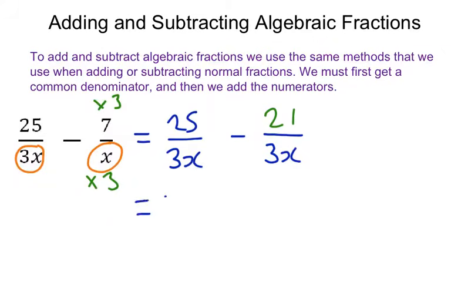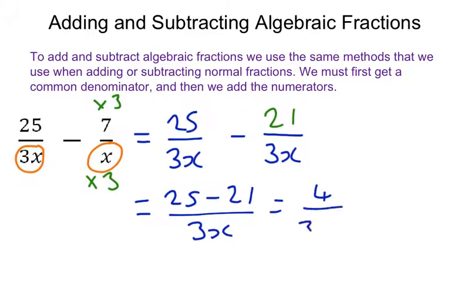Now we combine these and we get 25 minus 21 over 3x, which is equal to 4 over 3x. So when we have x's on the bottom, we treat it in exactly the same way by finding the common denominator.